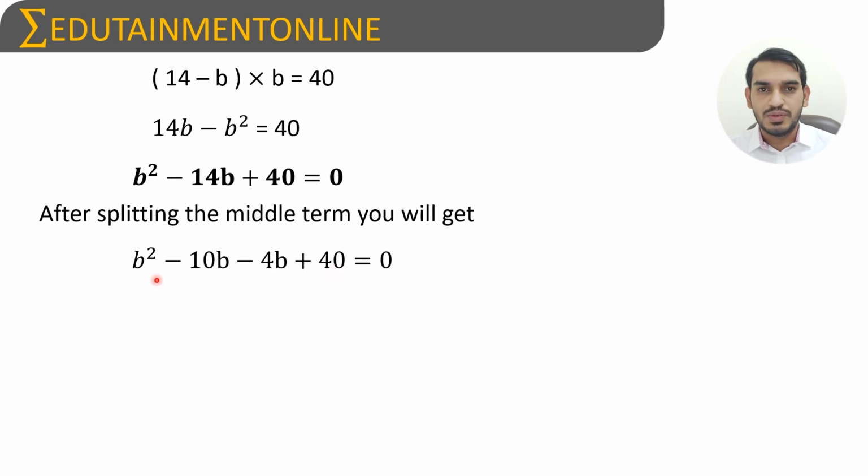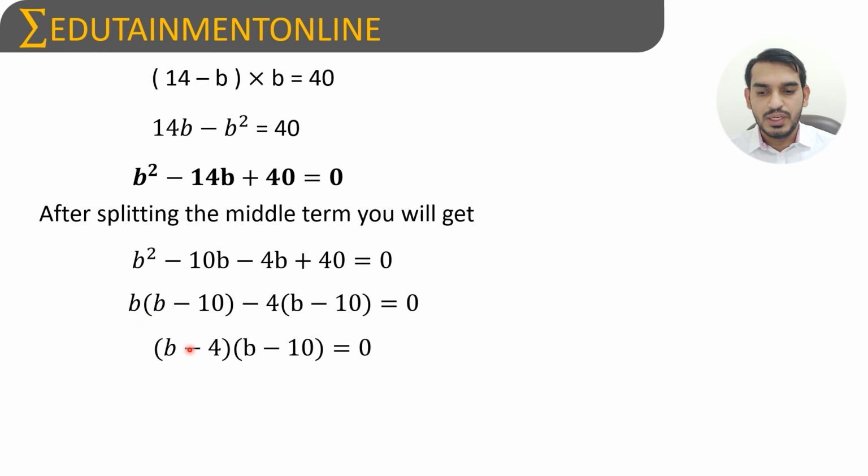Now from the first two terms we can take b common, and from the last two terms we can take minus 4 common. From the first two terms, if we take b common, b remains here and minus 10 remains here. In these two terms we take minus 4 common, so b remains here and minus 10 remains here. Now in these two terms, b into (b minus 10) and minus 4 into (b minus 10), we have (b minus 10) common. If we take (b minus 10) common, b remains here and minus 4 remains here. Now (b minus 4) into (b minus 10) is equal to 0.